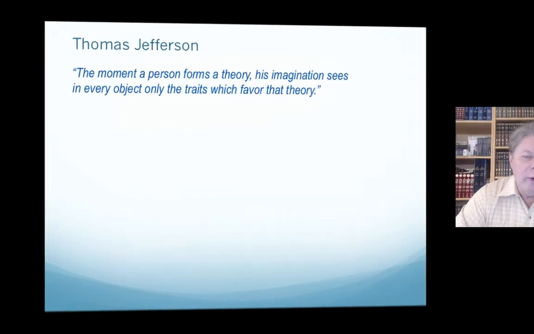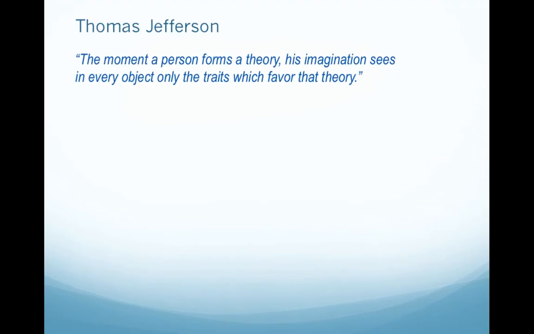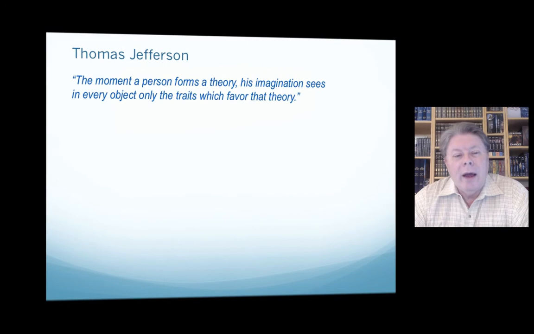Thomas Jefferson, the great American president and writer of the Declaration of Independence, wrote once, "The moment a person forms a theory, his imagination sees in every object only the traits which favor that theory." This is known today as confirmation bias. But he's pointing to something that has been well known throughout history, that when people hold beliefs deeply, it colors what they see. And if you have a theory about things, if you have a kind of certainty about things, reality has a way of filling it in as if it were true.